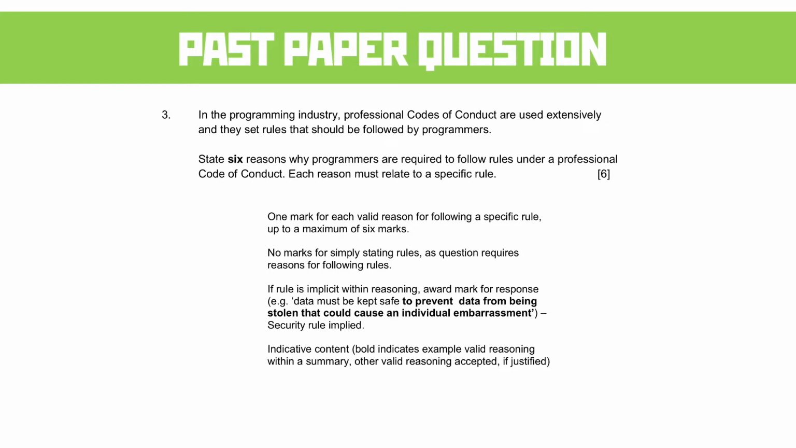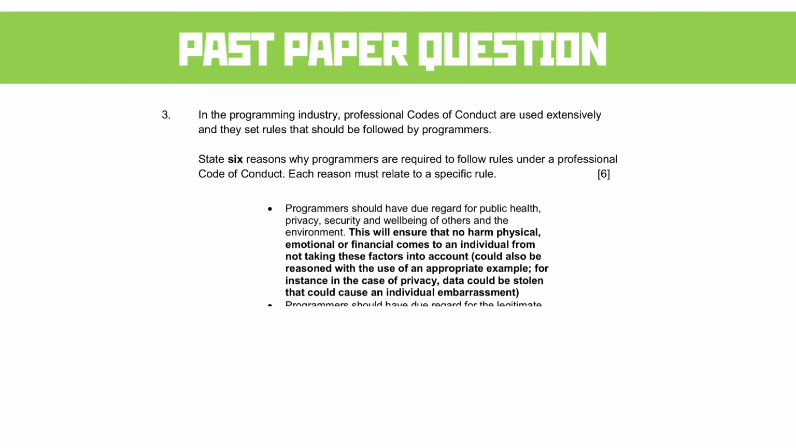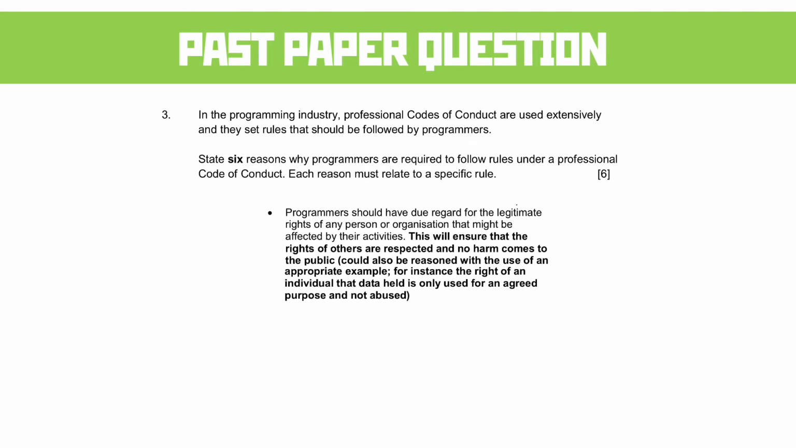So here's one. Programmers should have due regard for public health, privacy, security, and well-being of others and the environment. This will ensure that no harm, physical, emotional, financial, comes to individuals from not taking these factors into account. All right, so one of the rules should be not to cause any harm. And the reason for that is we don't want that to happen. That's morally repugnant, to cause injury to people by what we're doing. We also need to take due regard for legitimate rights of a person or organisation, so that makes sure that we respect their rights. And that could be in the handling of data, GDPR for instance, or it could just be on the individual human rights of that person.